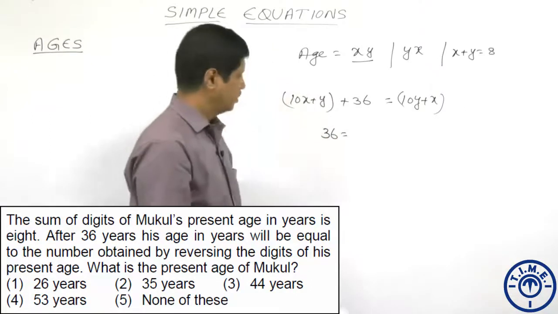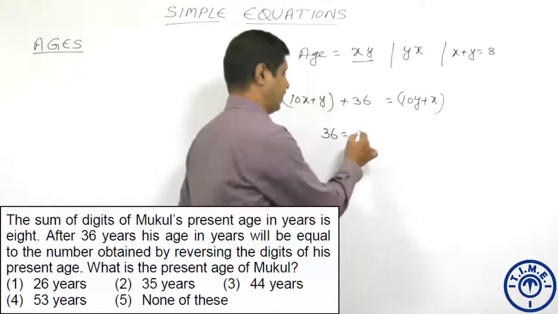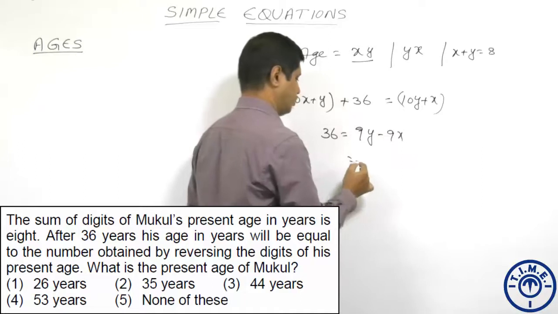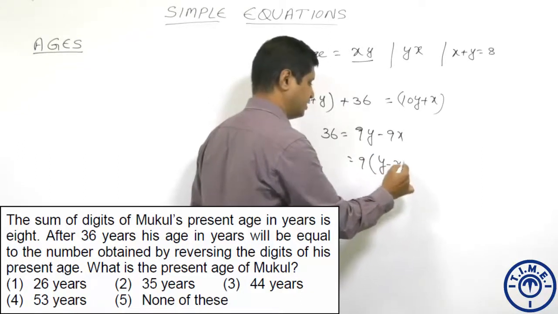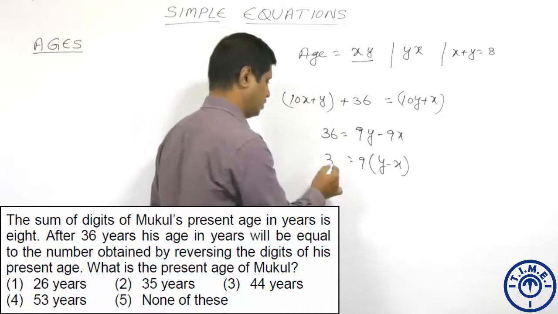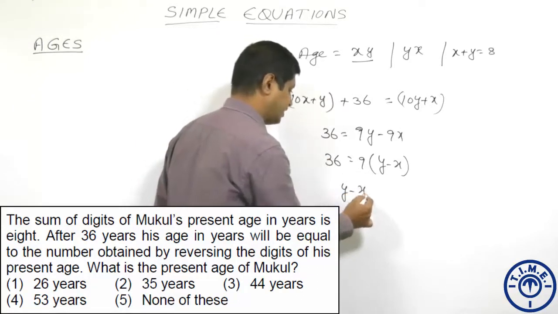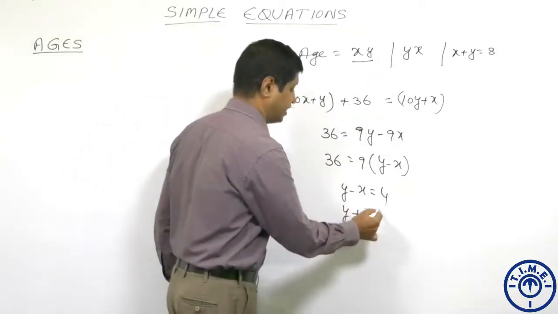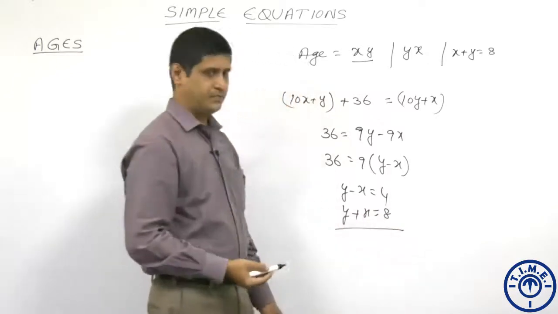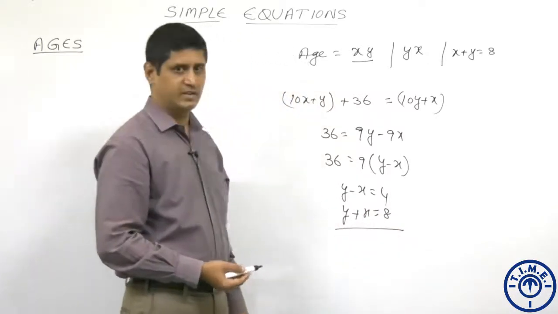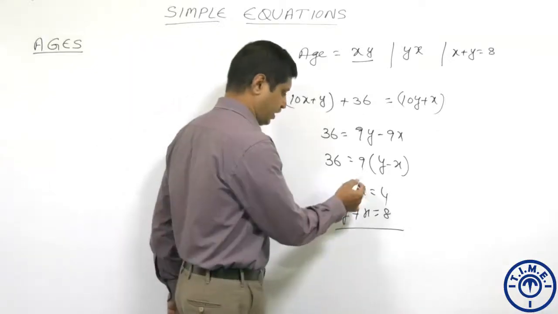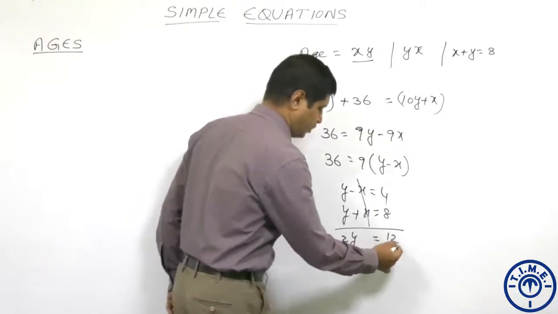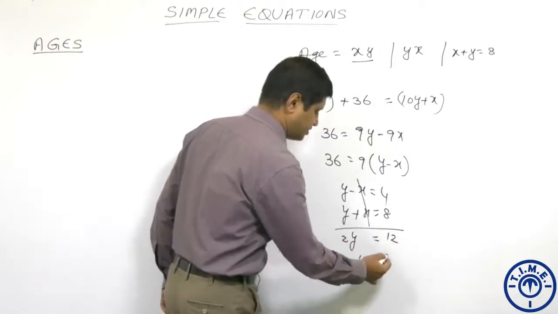36 is equal to 10y minus y, which is 9y, and x minus 10x, which is 9x. When you take 9 common, what is the result? The value of y minus x is 4. Y plus x is given here as 8. So what is the value of x and y? Adding these two, x gets cancelled. Now, 2y is equal to 12. The value of y is 6.